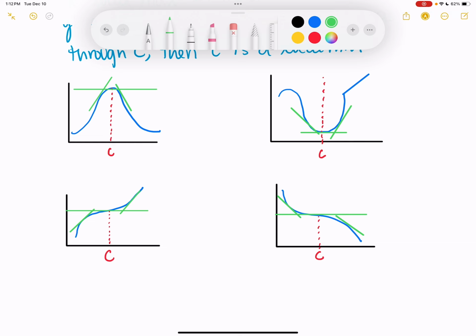So, on those little loop, the vertical tangent ones, that's what I'm gonna call them, if that makes sense. Yes. So, the green line that's like horizontal is going through wherever C is. Okay.